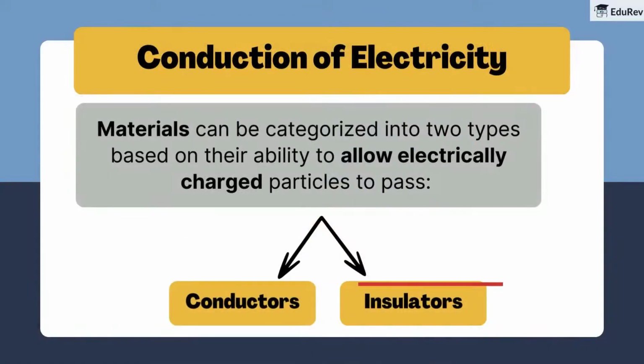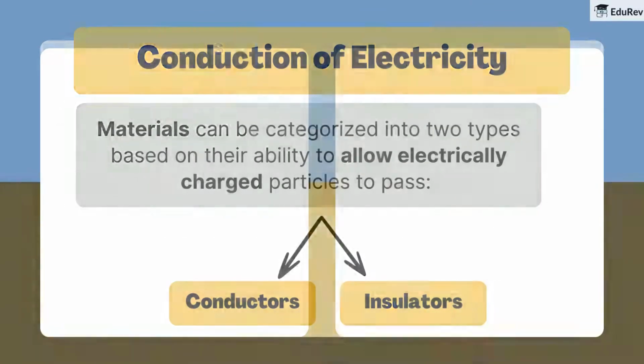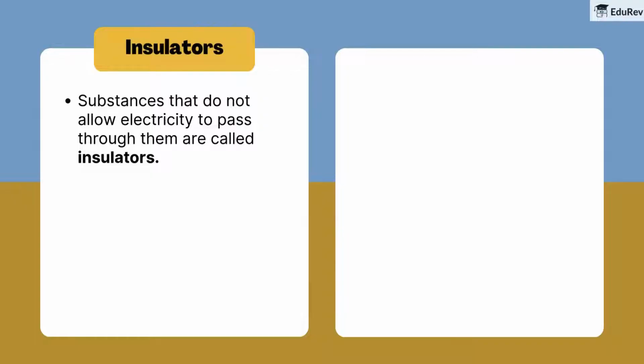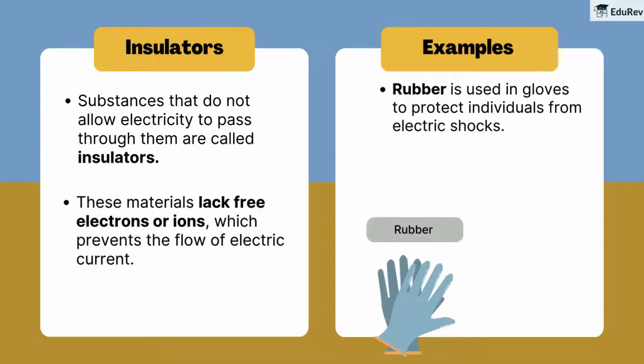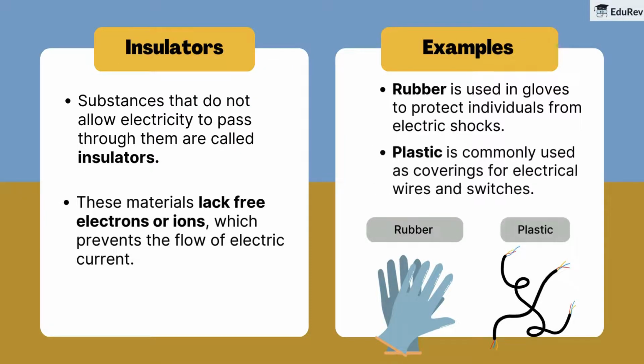Second type is insulators. Substances that do not allow electricity to pass through them are called insulators. These materials lack free electrons or ions, which prevents the flow of electric current. For example, rubber is used in gloves to protect individuals from electric shocks. Plastic is commonly used as coverings for electrical wires and switches.